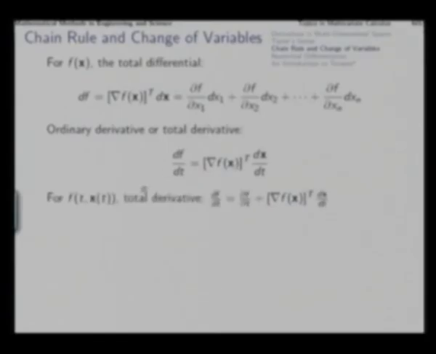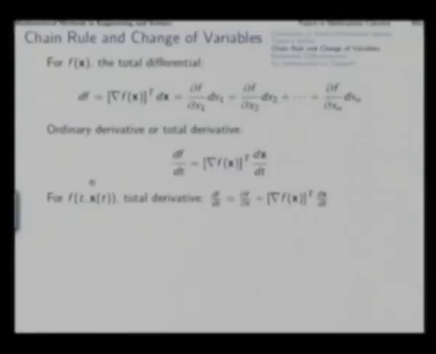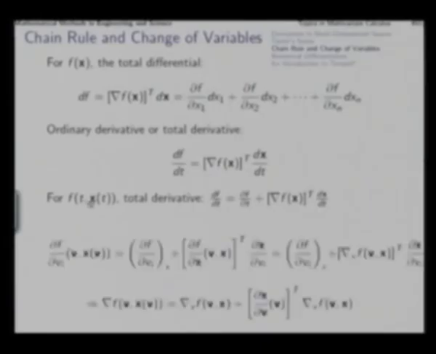Many situations arise in which the function f is expressed as a function of t and x, in which x itself turns out to be a function of t. In that case, the total derivative of f with respect to t should include the contribution through direct dependence on t, and also the contribution through the dependence on t via the vector variable x.